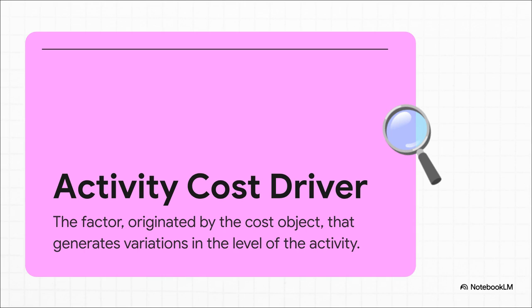That term, cost driver, is the absolute heart of this entire system. It's basically the why behind the cost. It's what makes the cost of an activity go up or down. So for an activity like setting up machines, a perfect cost driver is just the number of setups. It's common sense, right? A product that needs 10 setups should absolutely carry 10 times the setup cost of a product that only needs one.